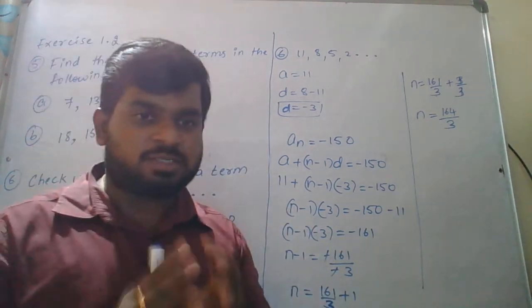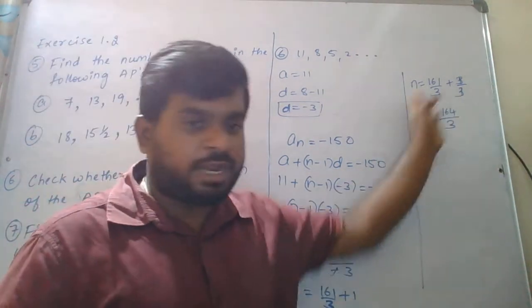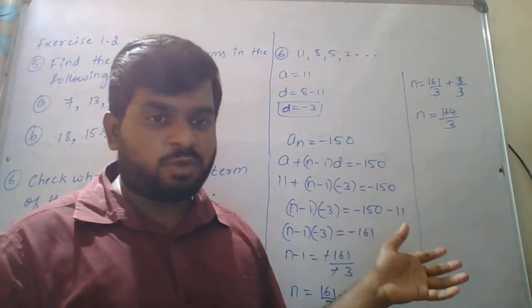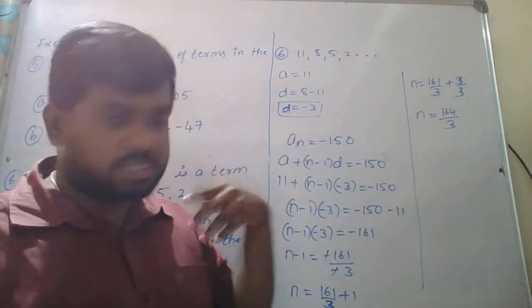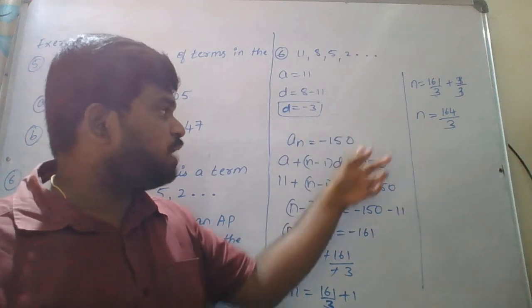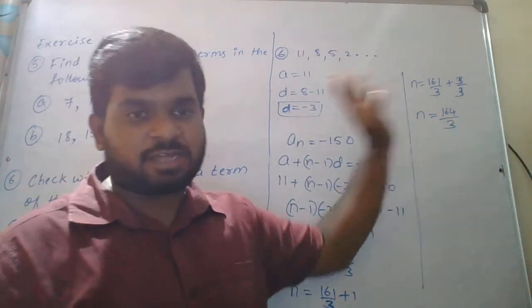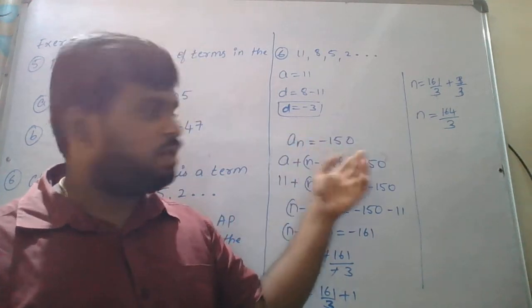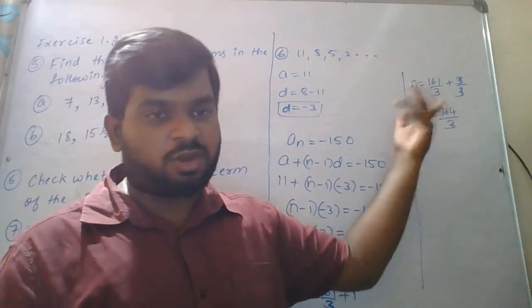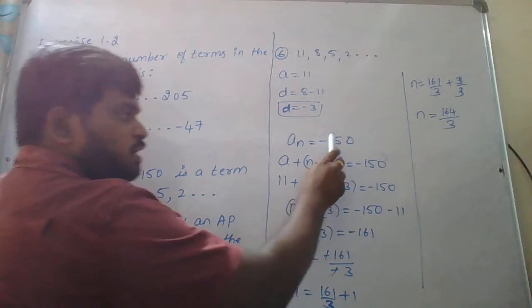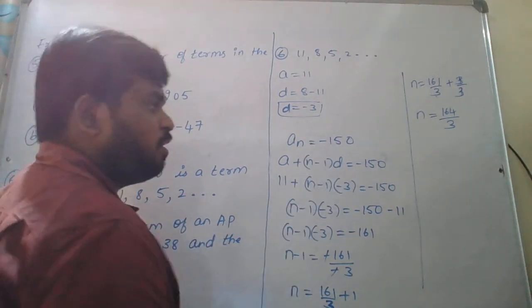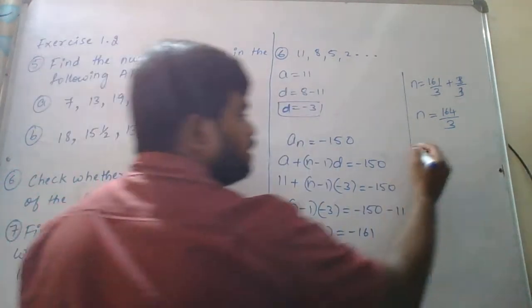N is the number of terms. It cannot be a fraction. But here you're getting a fraction. Why are you getting a fraction? Because initially you assumed that it belongs, but it doesn't belong. That is why you're getting a fraction. If it was in the AP, then you would have got the value of N. You're not getting the value of N. Therefore, this is not a term of the AP.